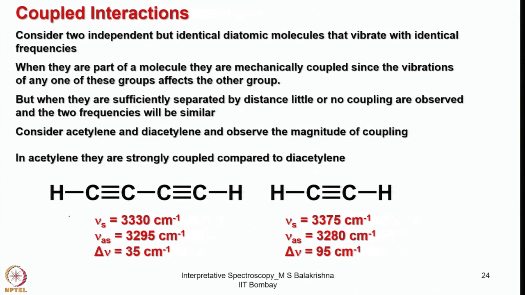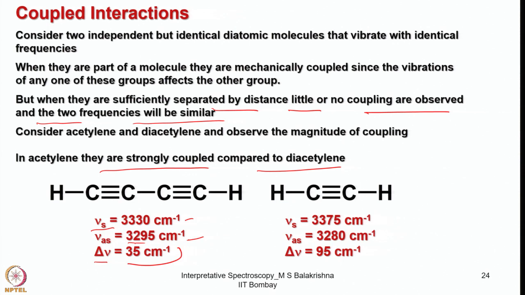But when they are sufficiently separated by distance, little or no coupling is observed and the two frequencies will be similar. If they are farther from each other, they would look identical. In acetylene, they are strongly coupled compared to diacetylene. For example, nu S is 3330 centimeter minus 1 and nu asymmetric is 3295 centimeter minus 1, so the difference between symmetric and asymmetric stretch is about 35 centimeter minus 1.